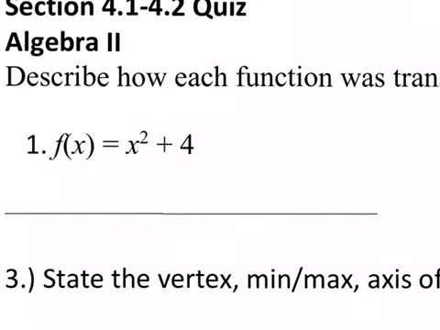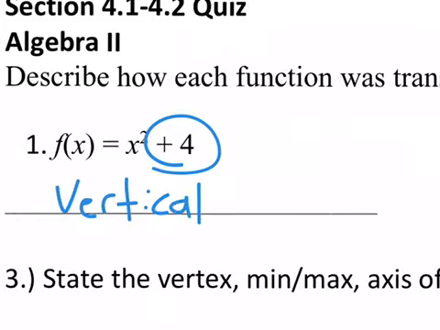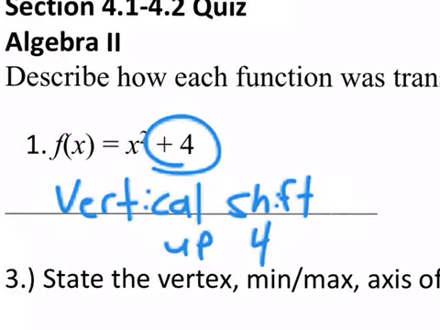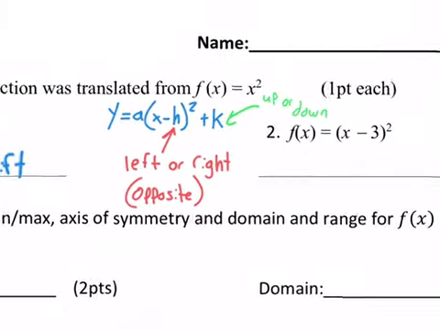So looking at this one, this 4 is not in the parentheses with the x. So this is a vertical shift, which means it's moving up or down. So vertical shift up 4. It would take the regular parabola shape and move it up 4 units.